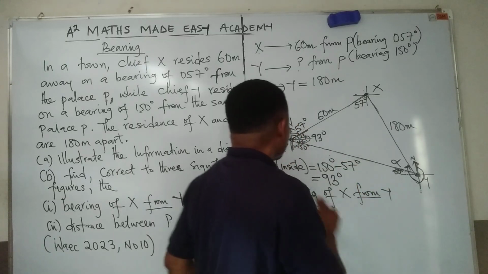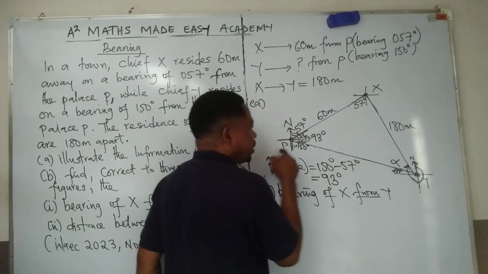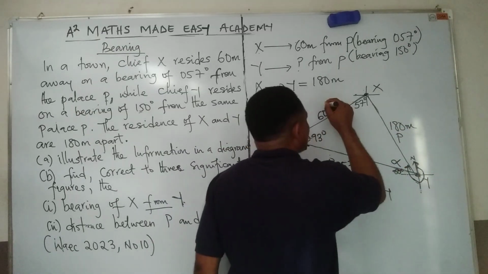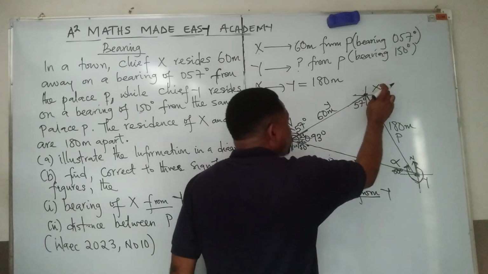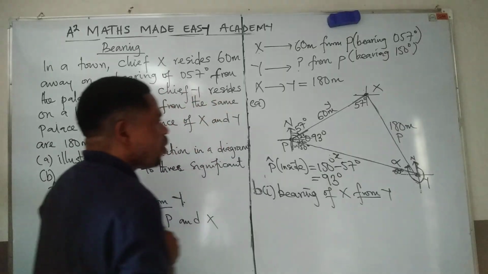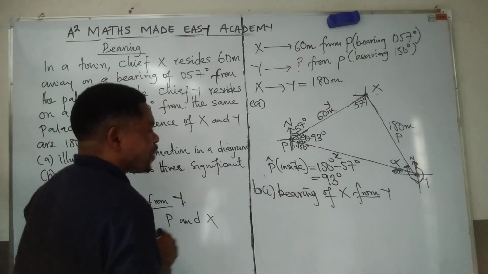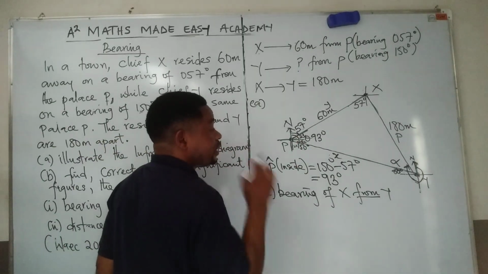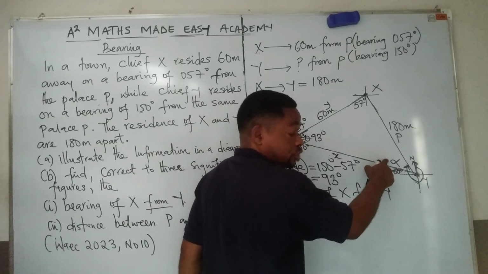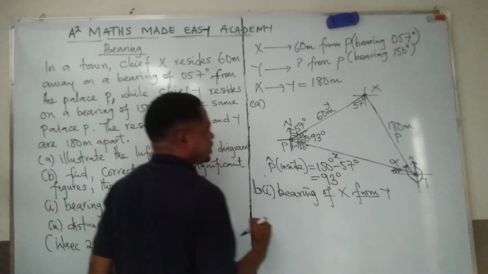The question is solved. Now, if this one is big P, this one will be small p. If this one is big Y, this one is small y. And if this one is big X, this one is small x. Am I communicating now? Now, what do we do? We are going to apply the sine rule formula. What did I say? Sine rule formula. Do you know why? We are looking for the angle, which is what? Alpha.